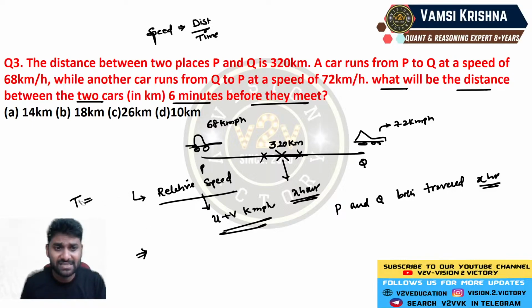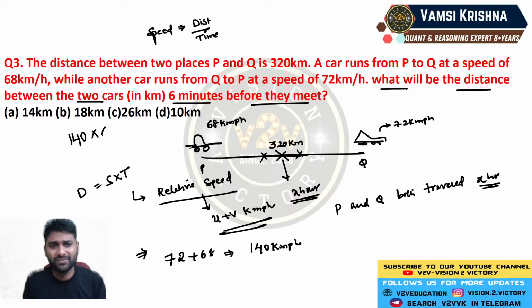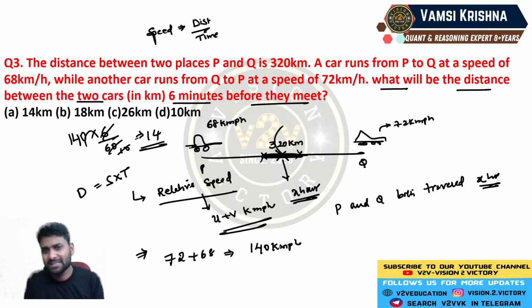Now we should calculate the distance, right? So distance is speed multiplied by time. Here relative speed is exactly equal to 72 plus 68, which is 140 kilometers per hour. Finally we need a distance here. So 6 minutes before, how much distance is between both the vehicles? We should calculate it. What is the 6 minutes of journey? It is divided by 60 because the speed is in kilometers per hour, so we convert minutes into hours. So here exactly 10, it becomes 14 times 10, which is 140 by 10. So 6 minutes before, the distance between both the vehicles is exactly equal to 14 kilometers.